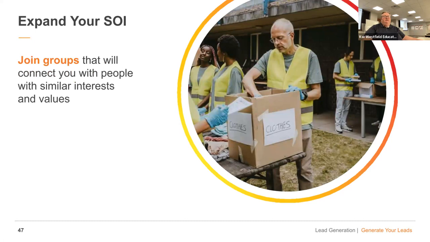Yeah, so join groups. Find out what you're passionate about and join groups. Real estate is a contact sport. You have to make contacts. And so if you tend to be slightly more introverted, slightly more reclusive, you're going to have to shake that off just a little bit. Even if it feels unnatural, you're going to have to join some groups.